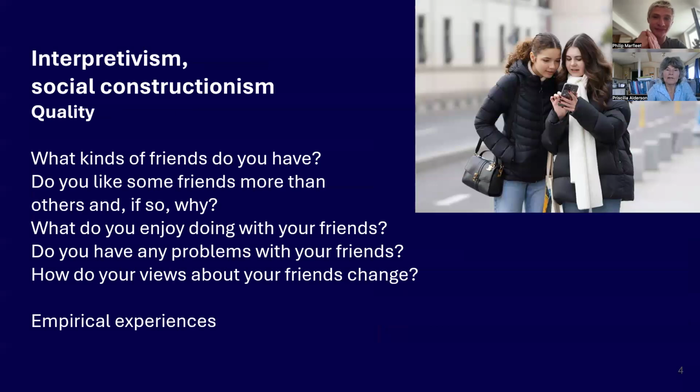So the interpretivism, social constructionism approaches are more useful for complicated questions, and they look at the quality of our lives. What kinds of friends do you have? Do you like some friends more than others? And if so, why? What do you enjoy doing with your friends? Do you have any problems with your friends? How do your views change about your friends? And these are all empirical experiences.